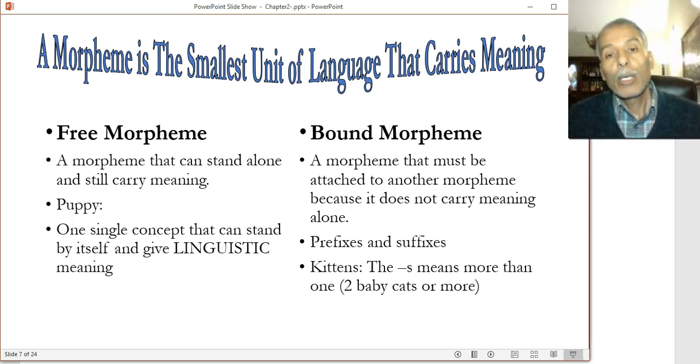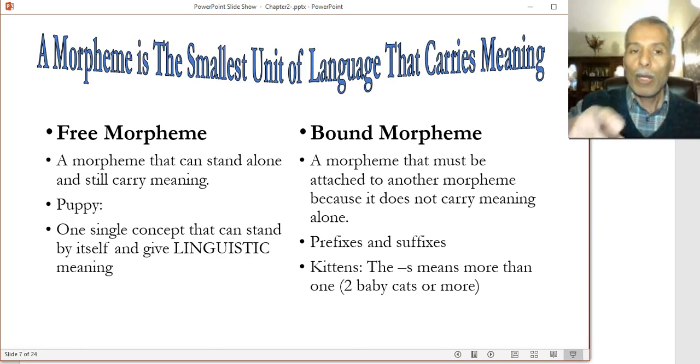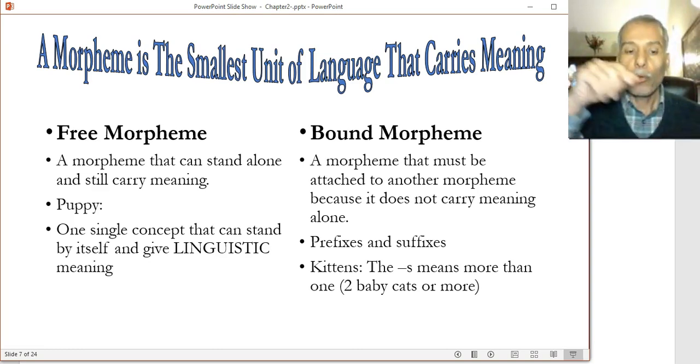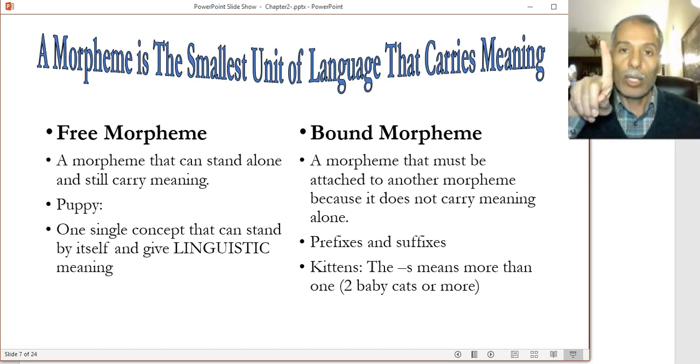Bound morphemes are units of linguistic meaning, but they cannot express that meaning unless you bind them to a free morpheme. For example, the S letter doesn't mean anything by itself. What does S mean? But if you attach it to the word cat, it is going to give you meaning. So cat is one linguistic morpheme. It means an animal that has 4 legs.